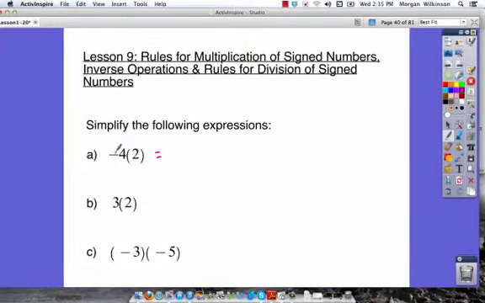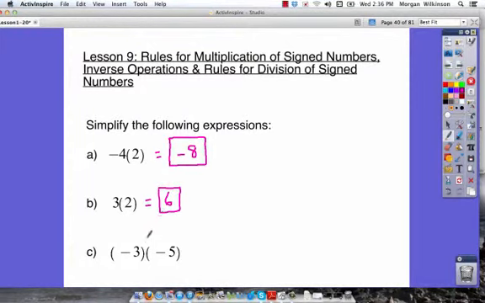What we're saying here when we multiply is we're saying the opposite of a positive. So the opposite of a positive must be a negative. So negative 4 times 2 is going to be equal to negative 8. It's like saying we have two negative 4's. If I have two negative 4's, negative 4 plus negative 4, that must be equal to negative 8. The next one, 3 times 2. 3 times 2, that's 6.